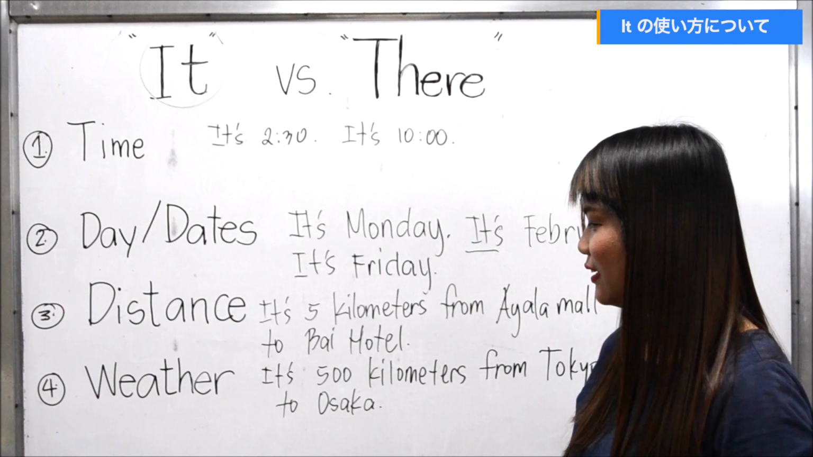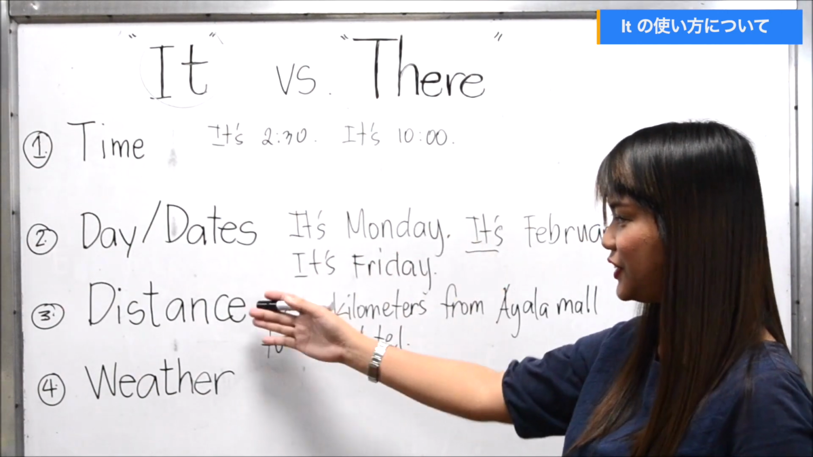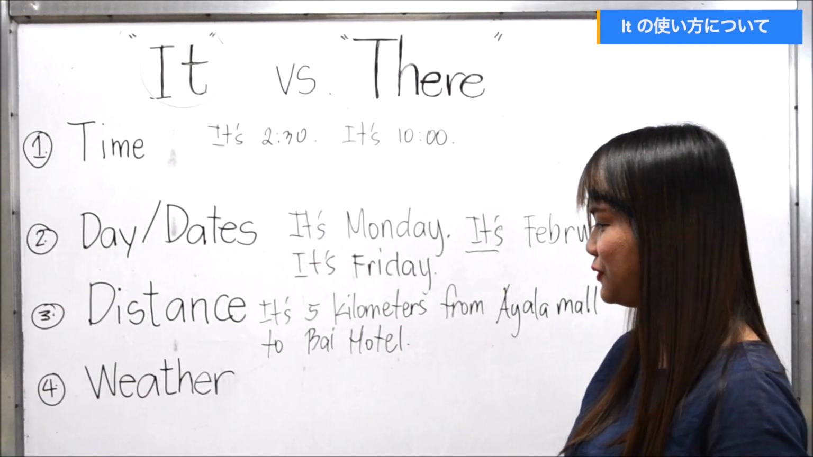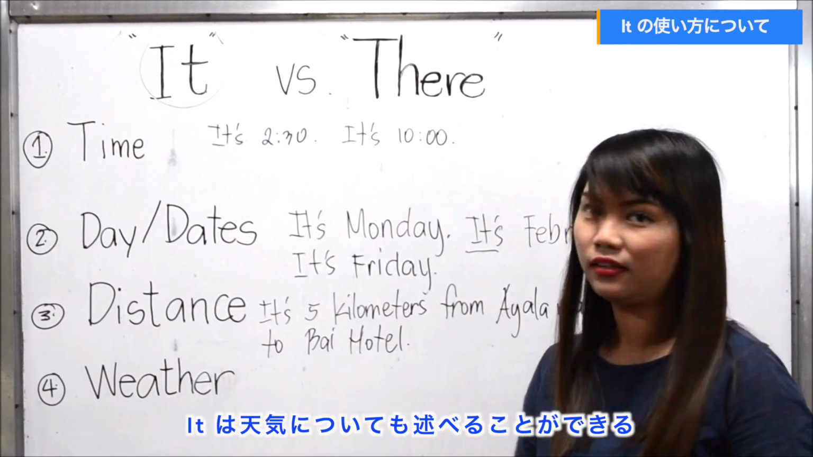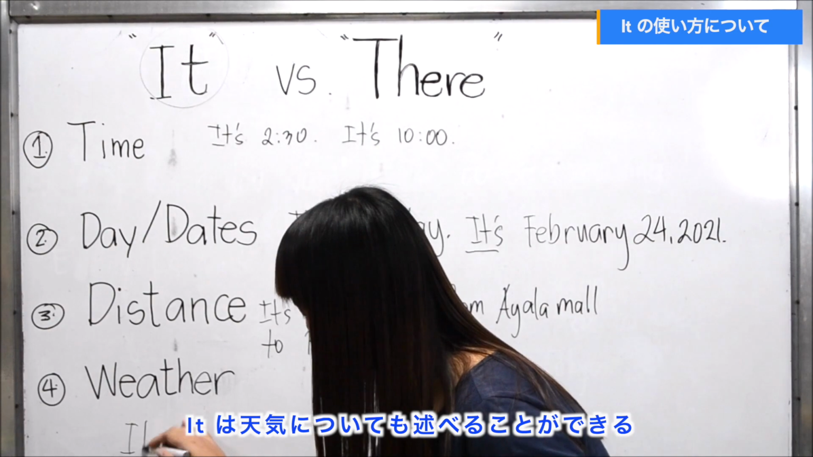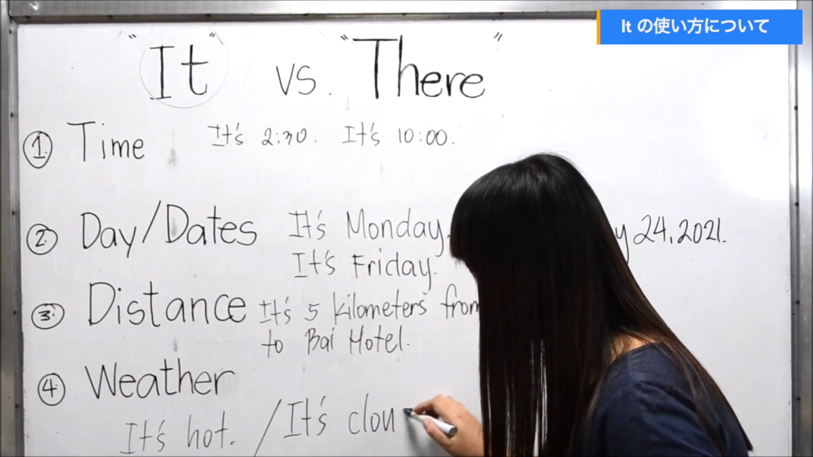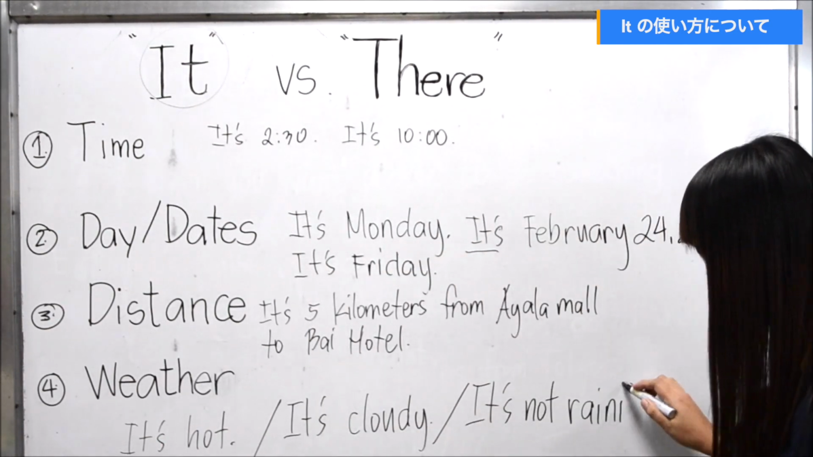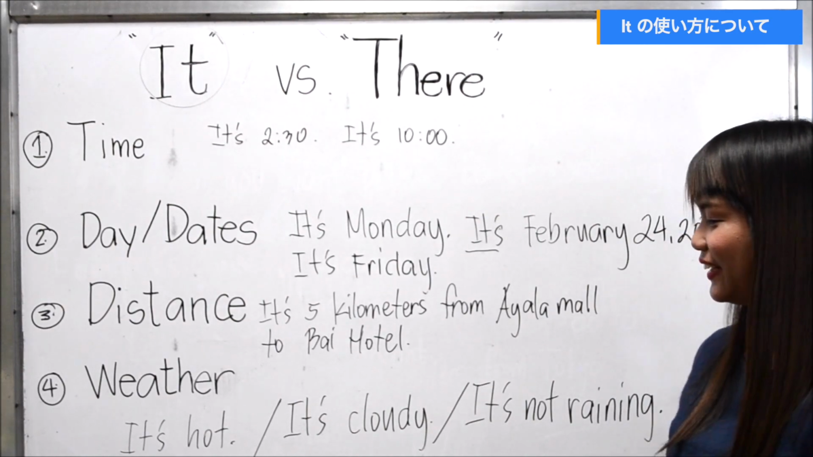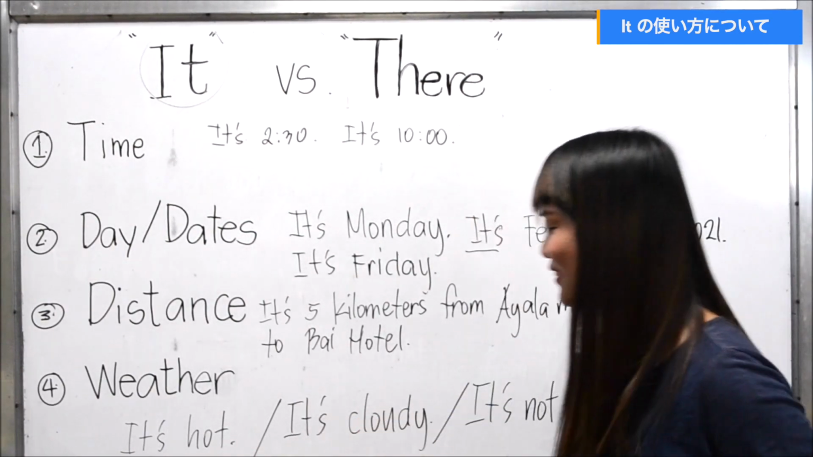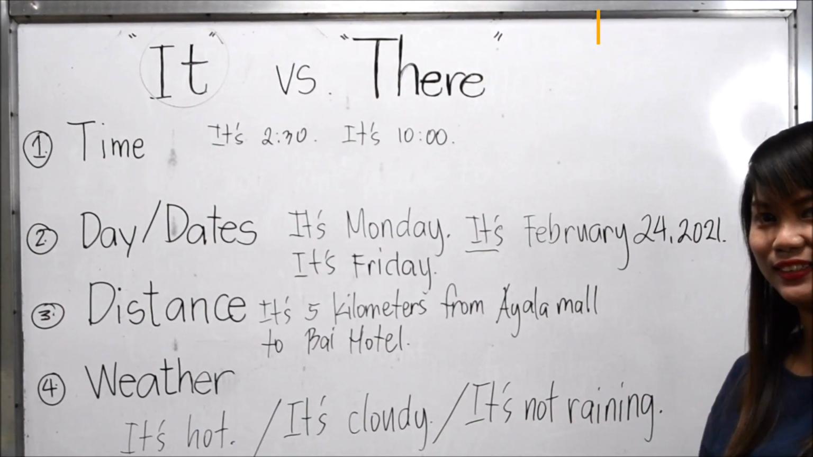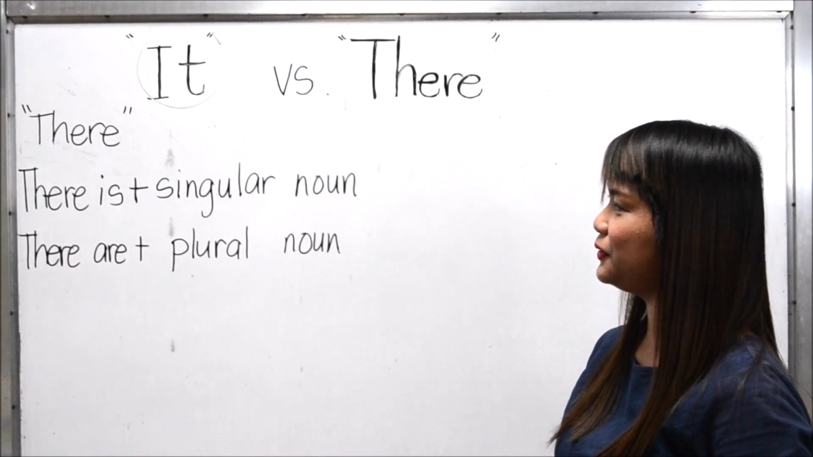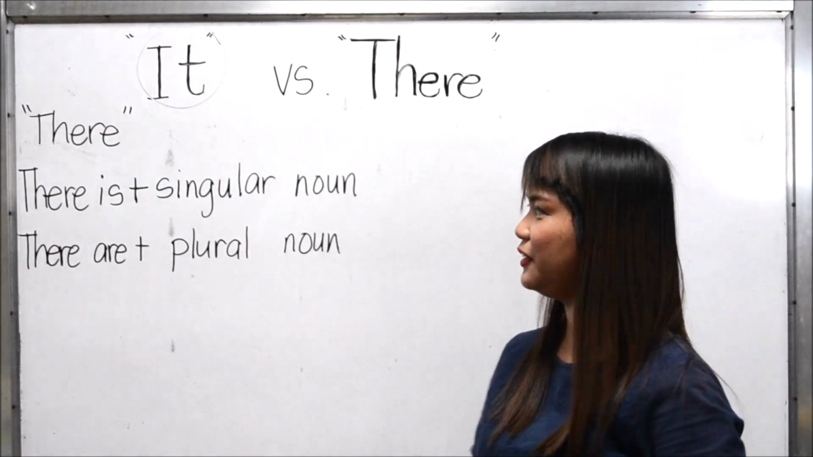Okay? Alright, aside from these examples, we can also use the word "it" to mention something about the weather. For example, let's check these examples. It's hot, it's cloudy, and it's not raining. Now let's proceed to the word "there". So let's study the word "there".